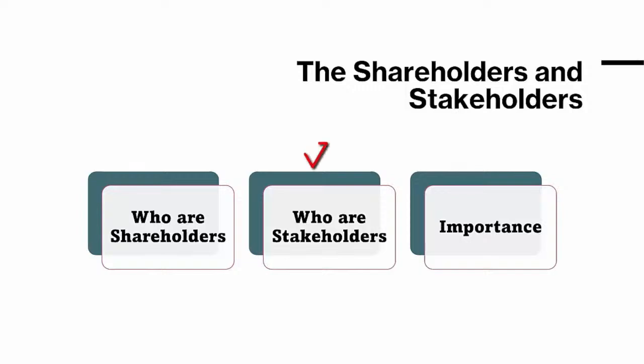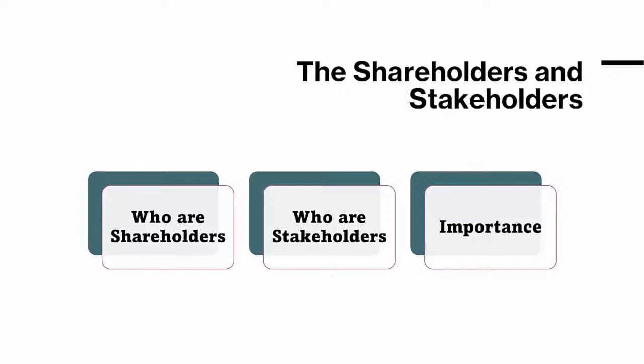2. Who are stakeholders? Stakeholders are individuals or groups who have an interest in a company's success but do not necessarily own shares in it. Unlike shareholders, stakeholders can include a wide variety of people who are impacted by the company's operations, even if they don't own a piece of it. Stakeholders include employees. Their jobs and income depend on the company's success. Customers. They rely on the company for quality products or services.